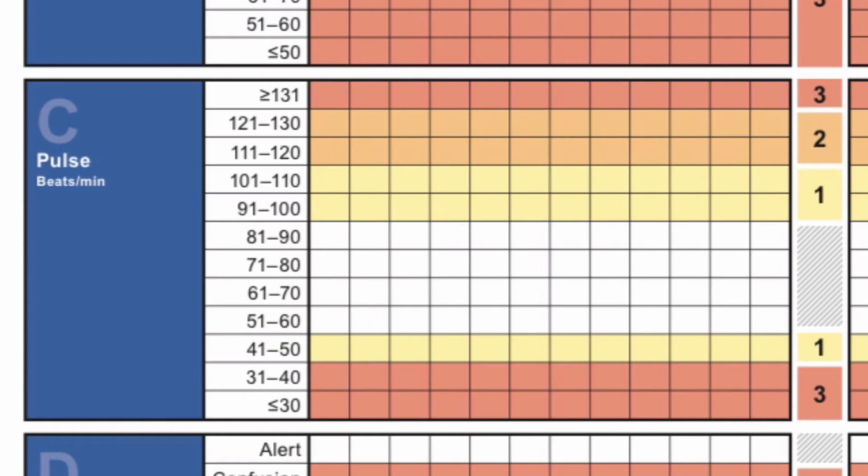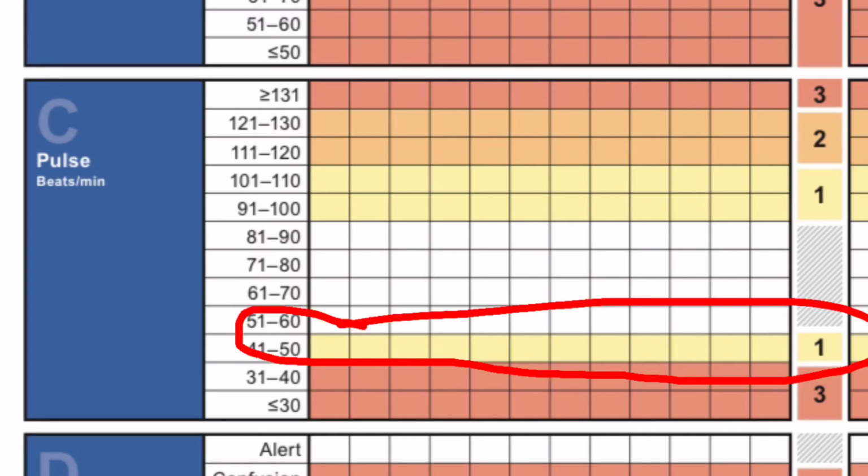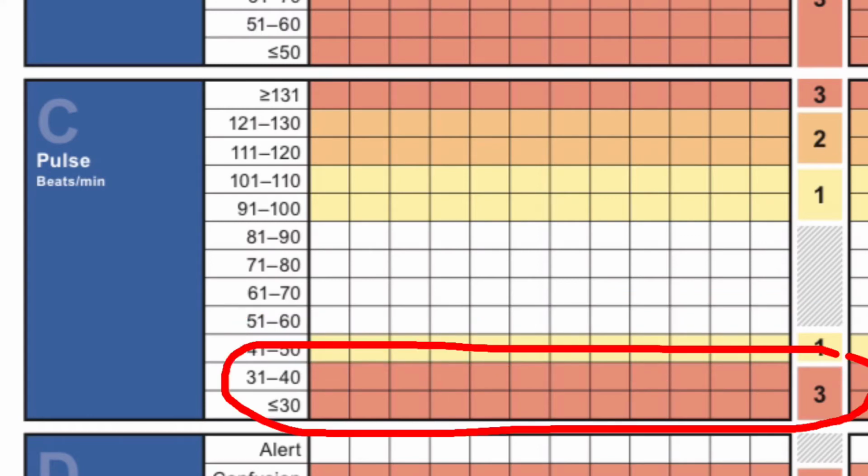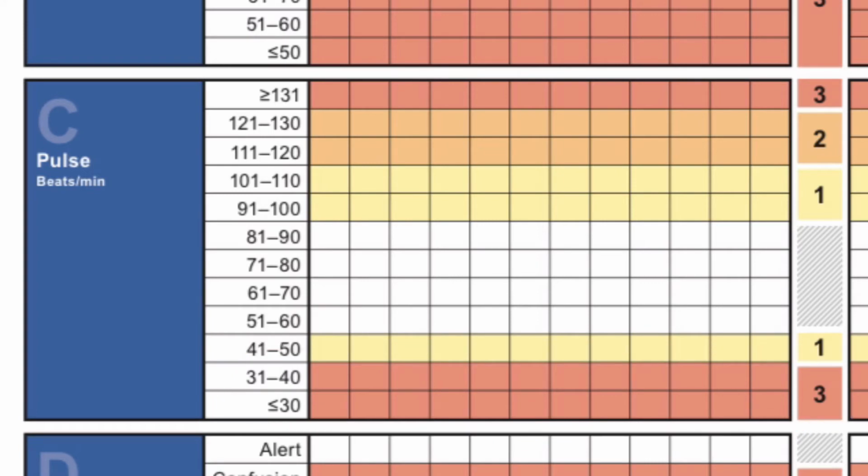Okay, I hope you got it. Then 41 to 50 is a News score of 1 again. 31 to 40, and 30 or less, is a News score of 3. Okay, it is on the chart, so you don't really need to stress a lot, just document it. I will also show you how to document it.